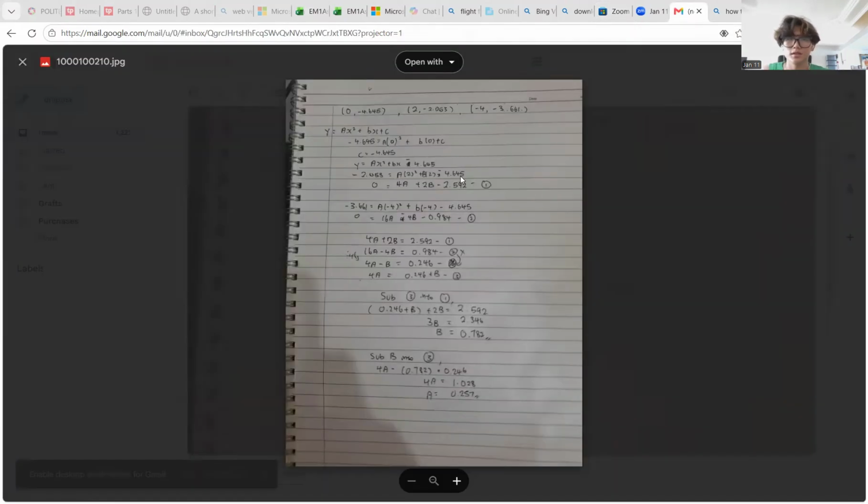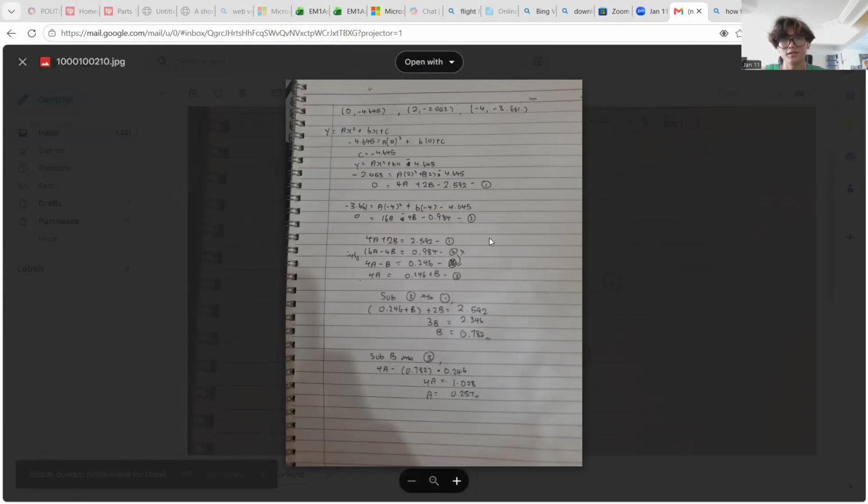And if we move over here, this is my working step and solution to solve the question, where I use y equals ax squared plus bx plus c. And first I sub in x equals 0, so I can find the c, which is the y-intercept, to be minus 4.645.